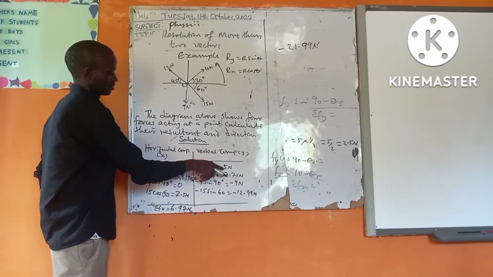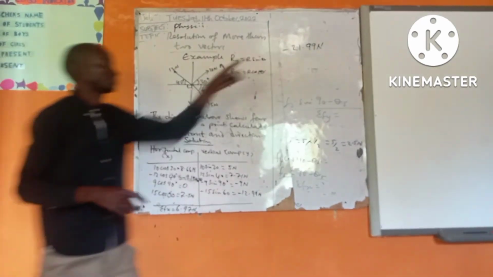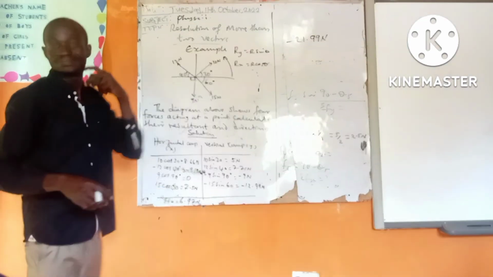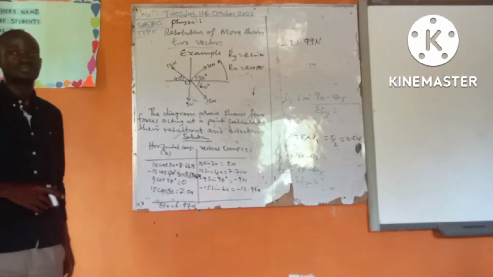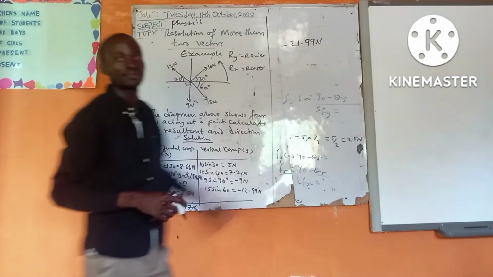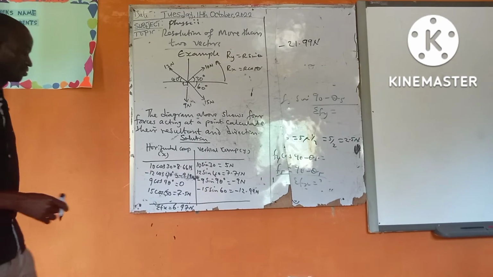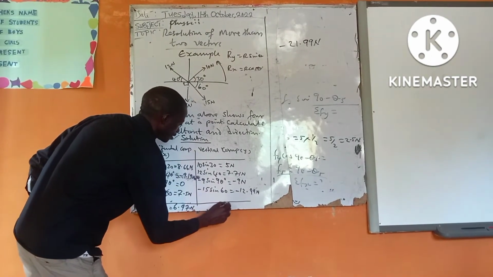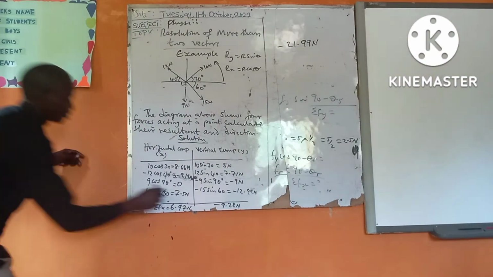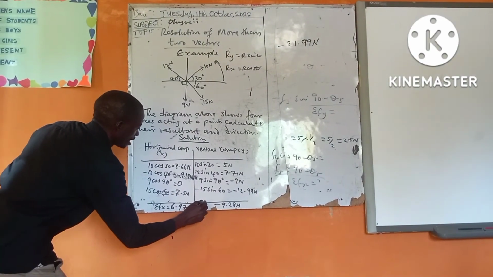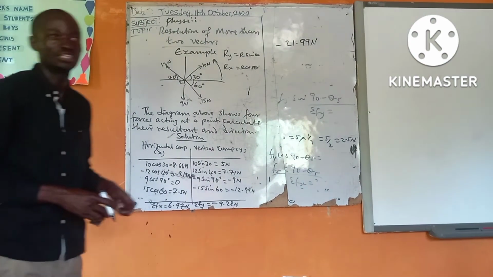Now clean it up. That is 5 plus 7.71, then whatever I have, you subtract this from it. 5 plus 7.71 gives us 12.71, minus 21.99 gives us minus 9.28 Newton. So the summation of f of y is minus 9.28 Newton.